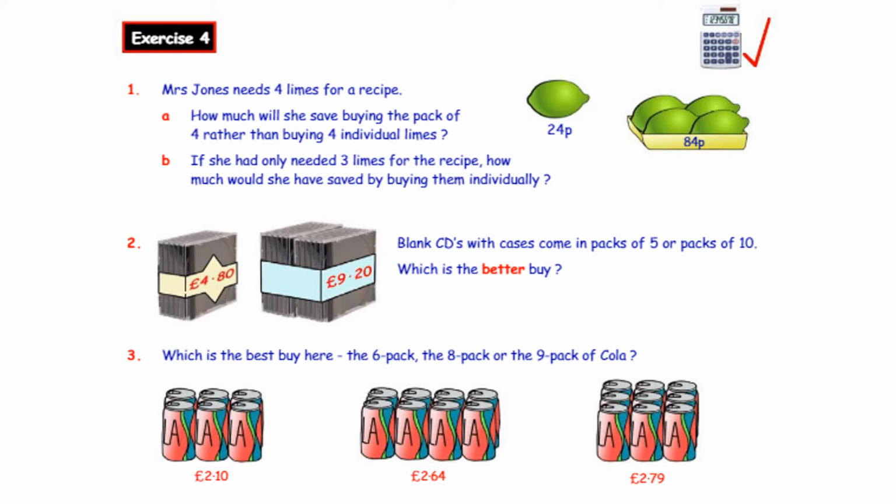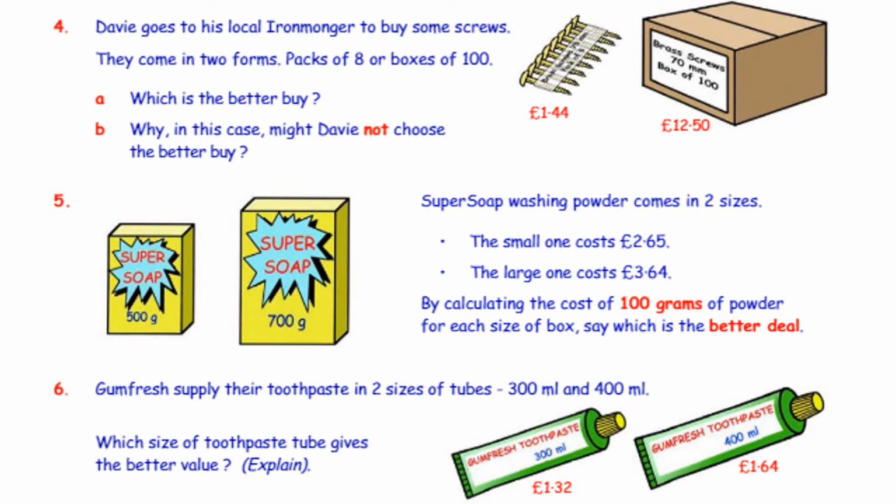Okay, right, I'll go through number 6 with you as well, because usually the last one is the hardest. Gum Fresh supply their toothpaste in 2 sizes of tubes, and here they are. 300 mils, that's milliliters, you can say mils for short, and 400 mils. So 300 mils costs £1.32, and 400 mils costs £1.64.